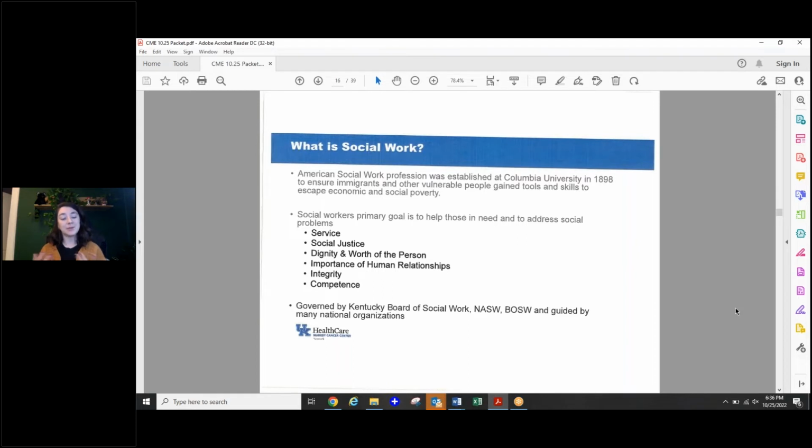So we do have a code of ethics, and we have primary pillars of what we are dedicated to within our code of ethics. These include service, dignity and worth of the person, and importance of integrity. In Kentucky, typically we are governed by the Kentucky board. So there are also organizations.